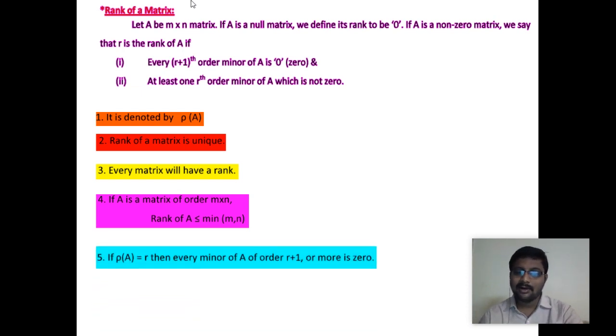If rank of A is r, then every minor of A of order r plus 1 or more is 0. I have already told in the first point that every r plus 1th order minor of A is 0. Here also, if rank of A is r, then every minor of A of order r plus 1 or more is 0. For example, rank of A is 2. So here small r is 2. Now the third order, fourth order, fifth order and so on order minors will be 0.